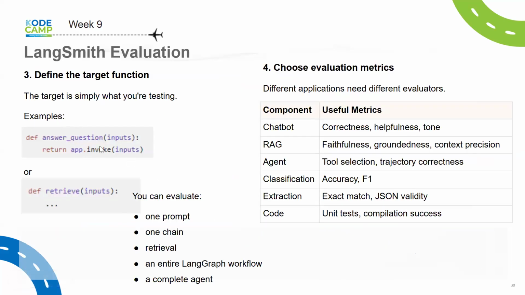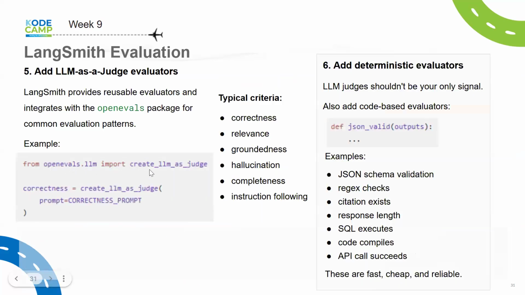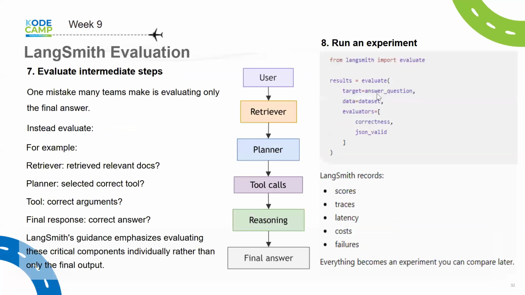You have your agent, or retriever, and then we use LLM as a judge. You pull this from the open evals function. So you create a correctness eval. This correctness eval is still a function that will do correctness based on the prompt. And then we also added the deterministic. A good example is the JSON.